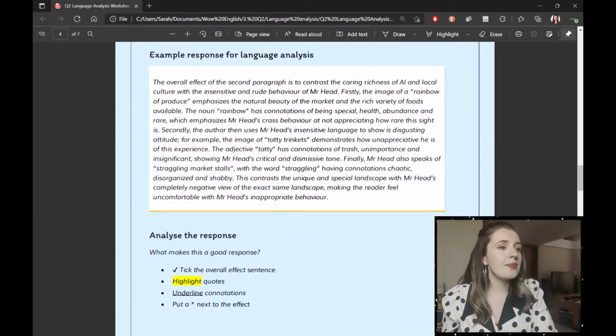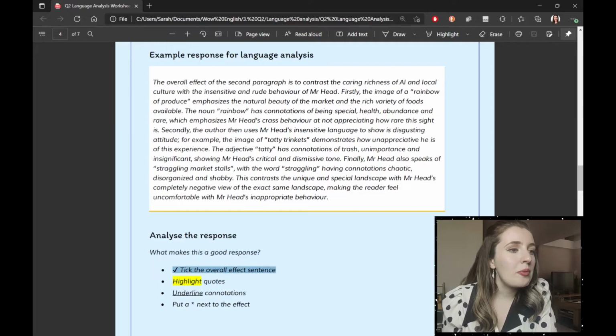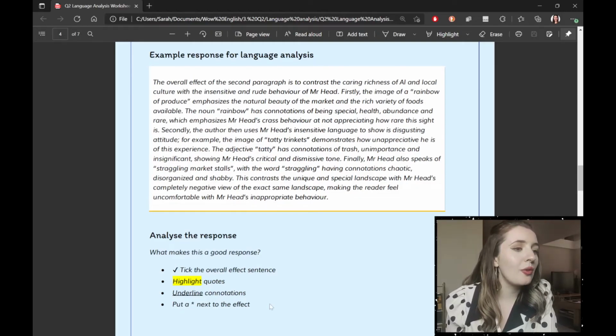Now there's a copy of this on your worksheet, and what I want you to do is to analyse it. So I want you to tick where I've put my overall effect sentence. I want you to highlight any quotes that I've used. I want you to underline the connotations, and I want you to put a star where I've written the effect of a quote. So pause the video now, do this on your worksheet, and then restart the video lesson where we'll go through it together.